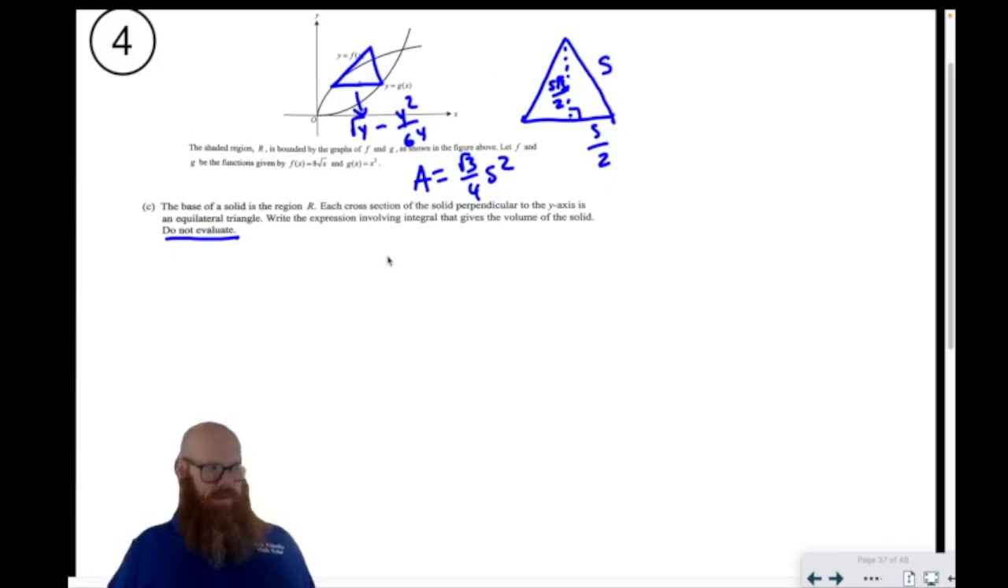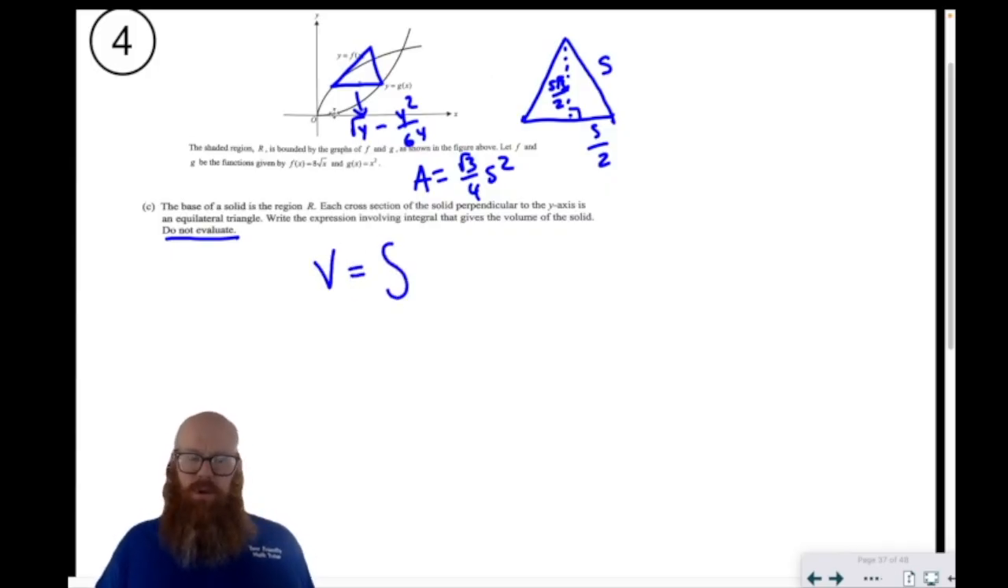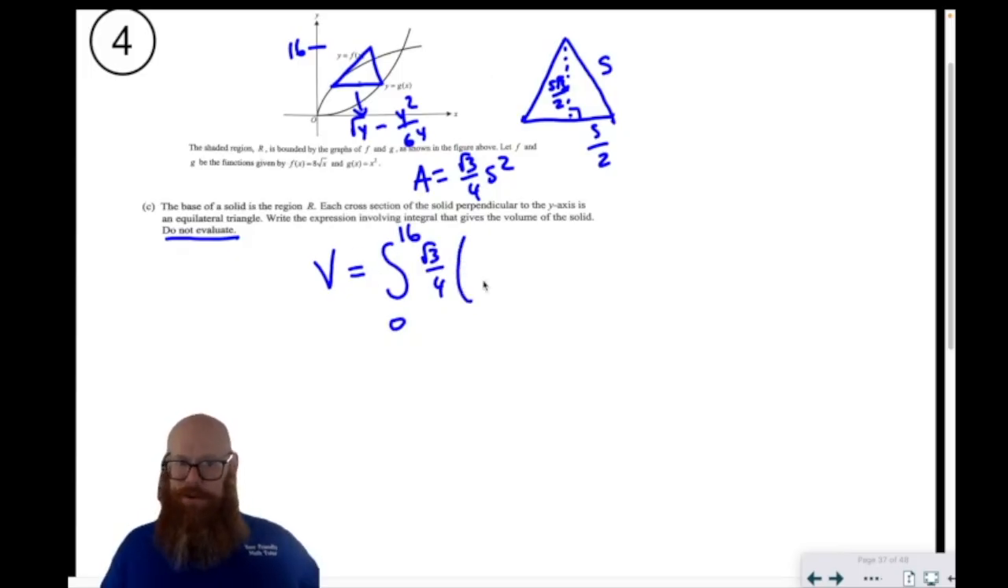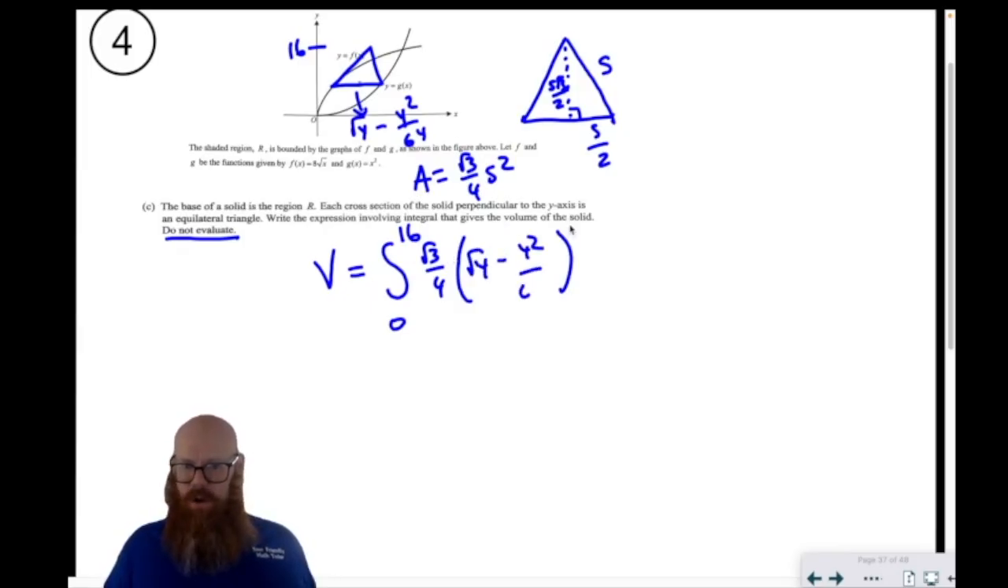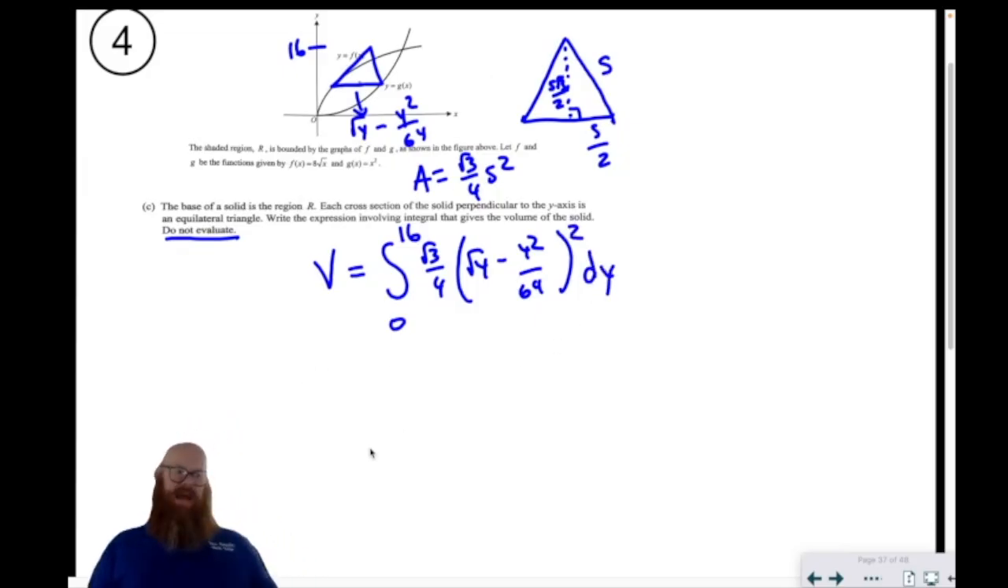So what we're going to do is we are going to say that our volume is the integral. So again, we're integrating with respect to y. We saw in the last problem that this was 0 to 16. And then I have root 3 over 4. I could have brought that out in front, but I just didn't think of it, and I don't have space now, so I'm just going to put it here. And then it's s squared, and s is root y minus y squared over 64, all squared, and then it's dy, and that's it. That is the integral that we have.